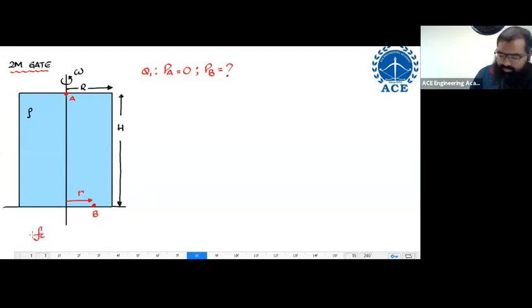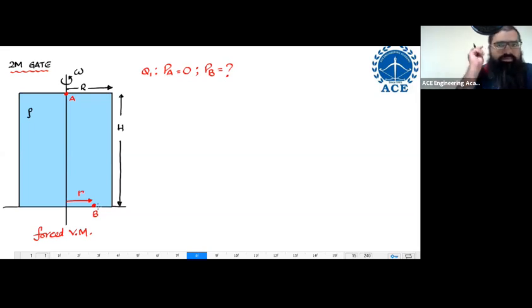This is a case of forced vortex motion. Please try this. If the pressure at point A is equal to 0, what is the pressure at point B over here equal to? Very simple question. I have mentioned you everything.